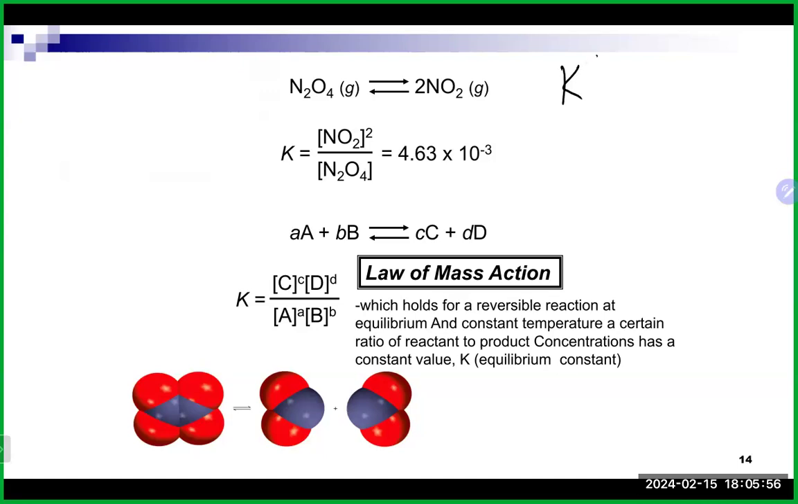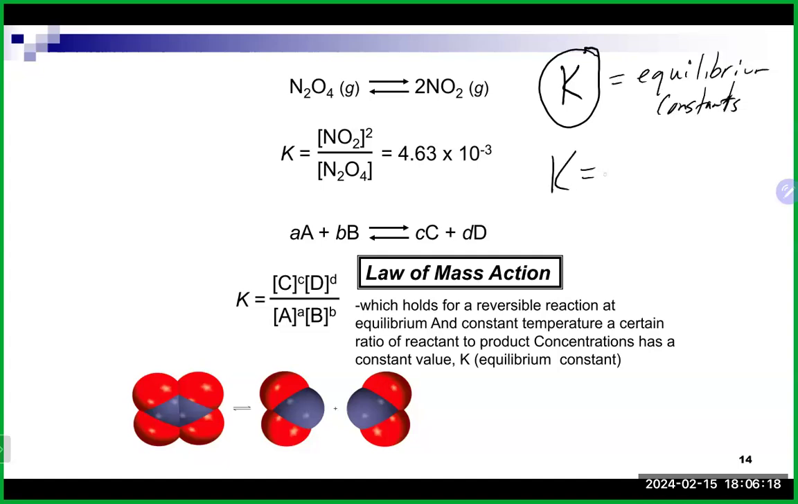Also, Chem 200B is brought to you by the letter K, as you will see it in every situation imaginable. K is the equilibrium constant. And essentially, the way that we calculate K is we take the concentration of our products divided by the concentration of our reactants.